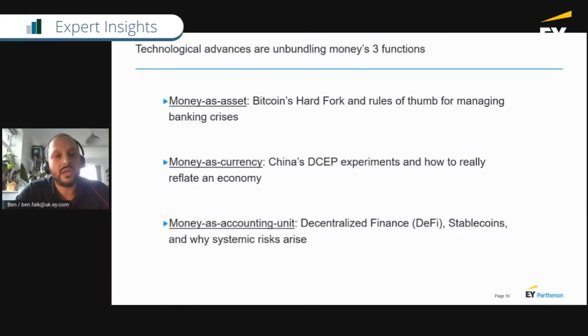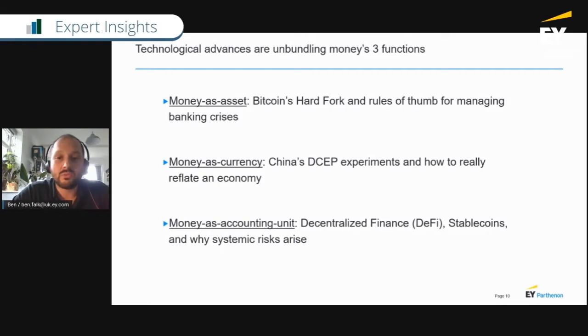The second one is the opposite, money as a currency, but not as an asset. And we'll explore China's recent experiments with digital programmable money, their digital currency electronic payments mechanism. And we'll see that this is an international milestone in terms of central banking, because it enables some new instruments to be designed that could help central banks reach their policy objectives.